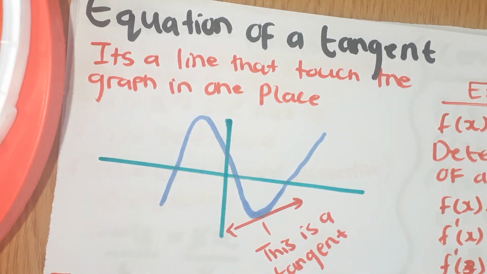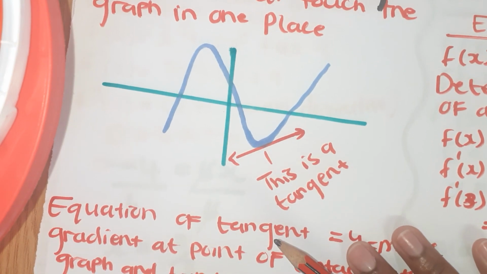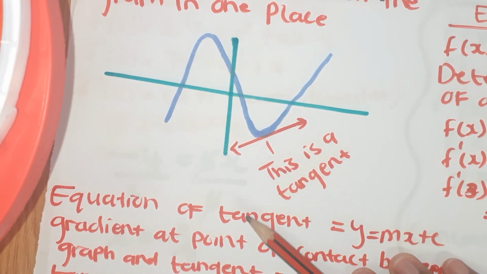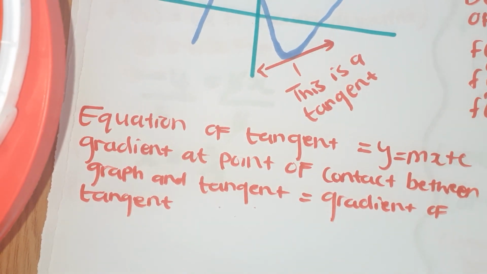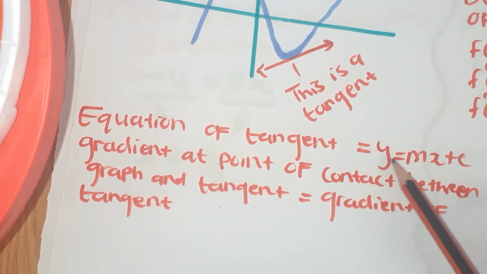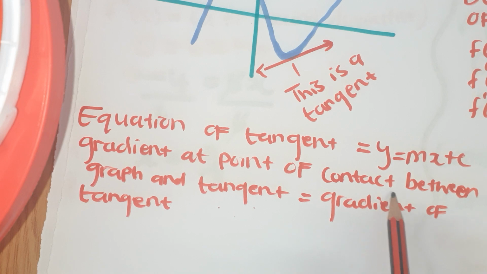All right, now we are talking about a tangent. A tangent is a line that touches the graph once. So we can have a line that's going like this on the graph, which is a tangent, right? So the equation of a tangent is y equals mx plus c, because the tangent is a straight line.